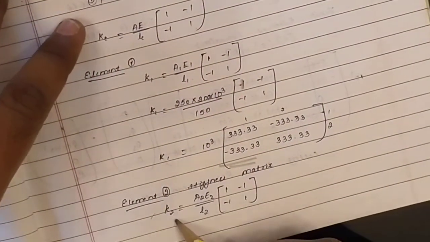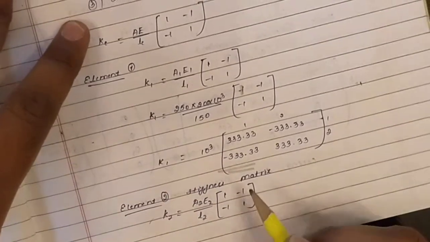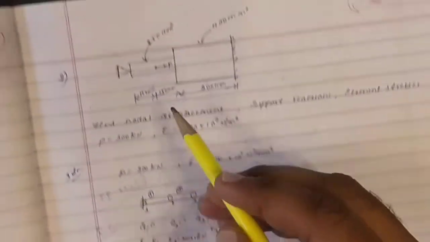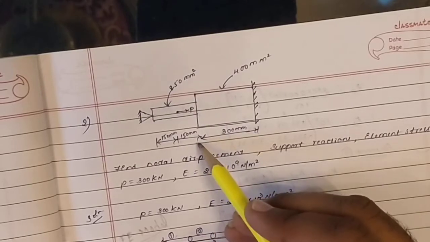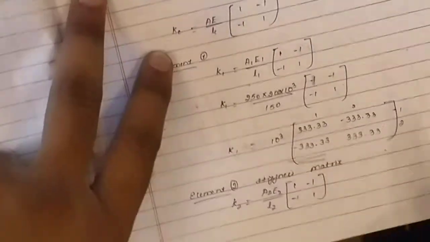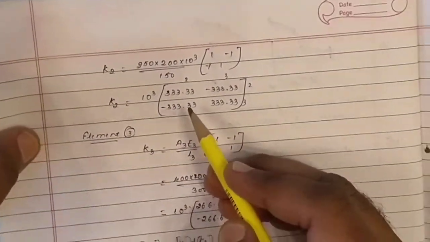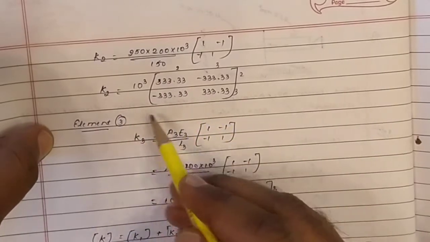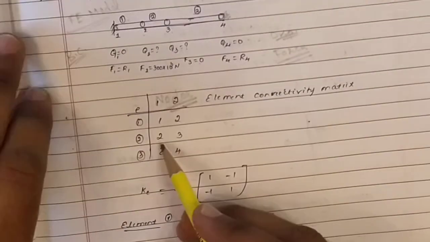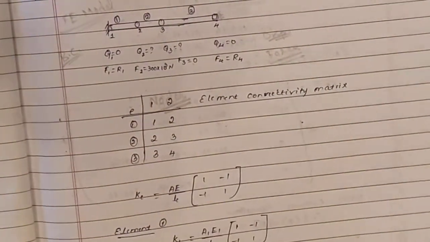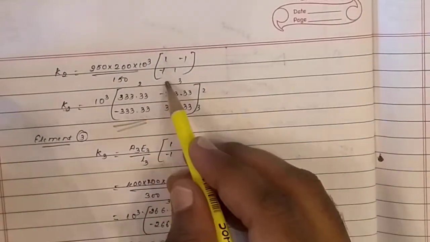Similarly, go for element 2. K2 is equal to A2 E2 by L2 times [1 -1; -1 1]. What is A2, the area of the second element? It is the same as the first element. Length is also the same as the first element, and E is also the same. So K2 will be similar to K1. The only difference is that element 2 is between the nodes 2 and 3, so just number here 2 3, 2 3.